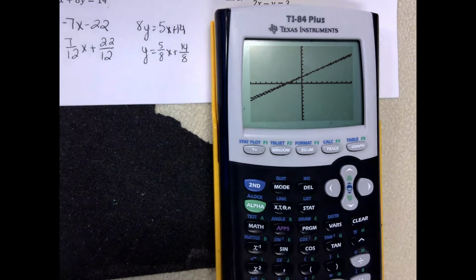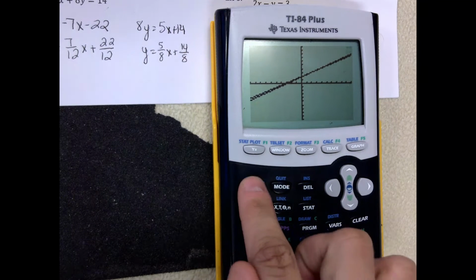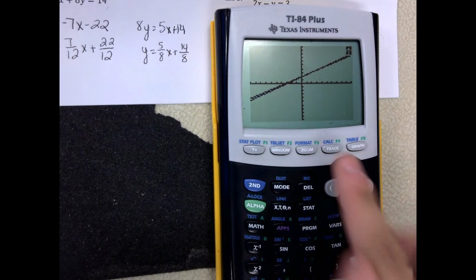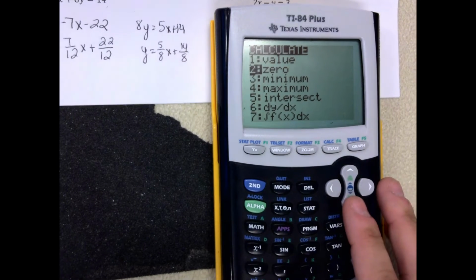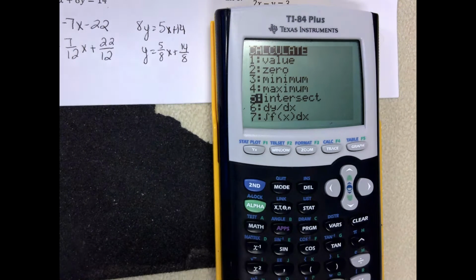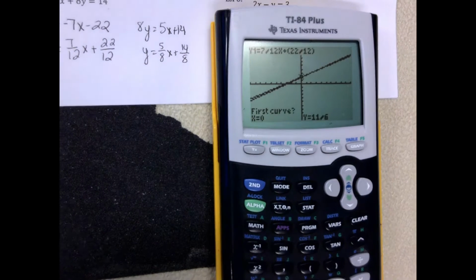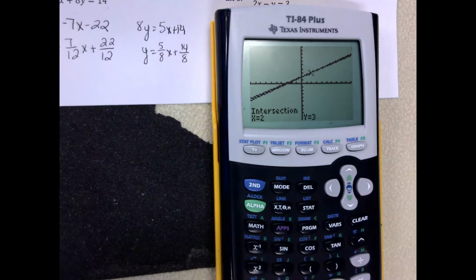So now let's talk about how to use this to find the intersection. So I'm going to do my second and then trace button. So you always go to second trace for everything. So remember, 0 represents the x-intercepts, min and max represent our vertex, intersect, that's what we want. We want to figure out where the 2 lines intersect. So I press that. Now here's the nice part. When we do intersection and we're only finding 1, we just press enter 3 times. 1, 2, 3. And it'll give you the answer.